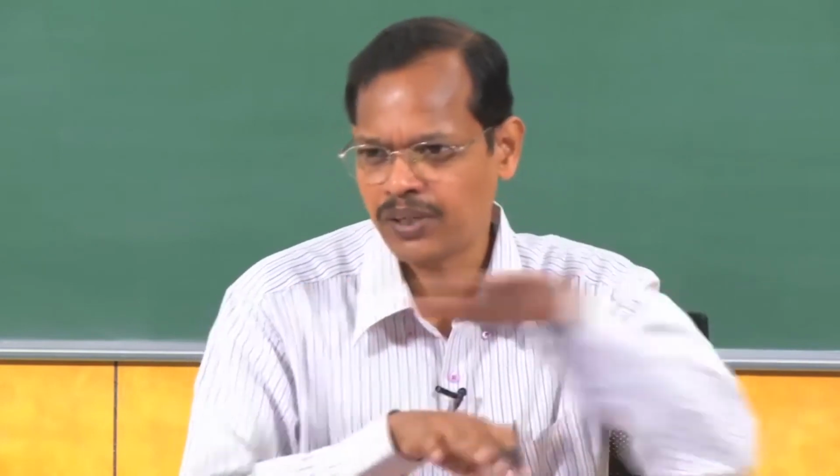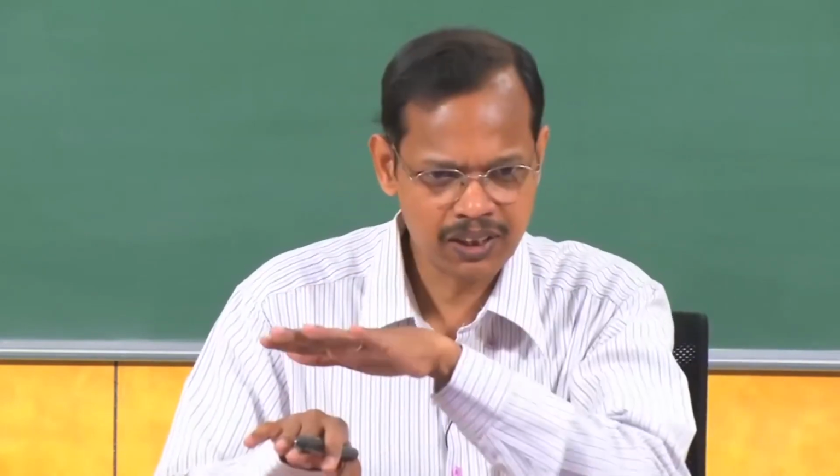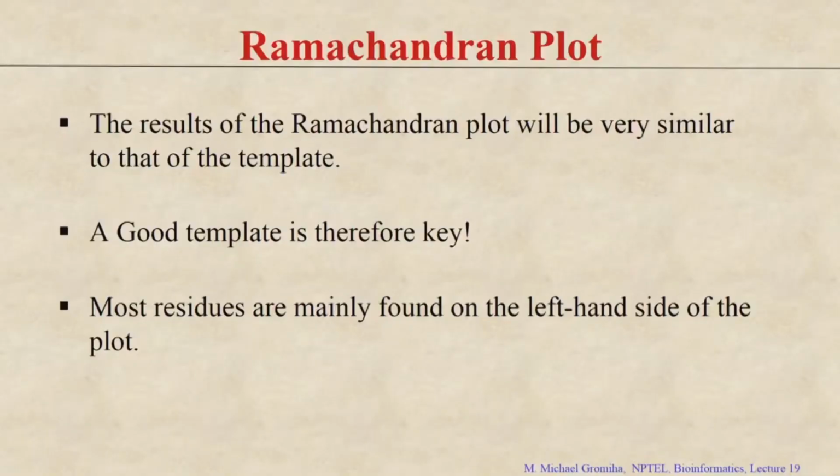Because for the backbone we are just copying from this template. So in this case you can see almost similar structures, but during the minimization we change the conformation, and finally you need to check whether they are properly aligned. You can see this template gives a good structure, and most of the residues are on the left side of the Ramachandran plot for the alpha helices as well as for the beta strands.